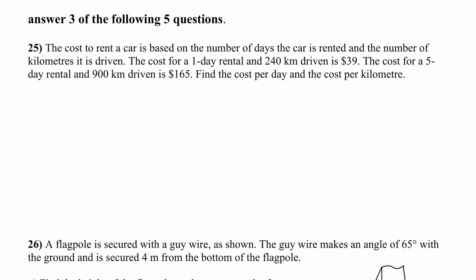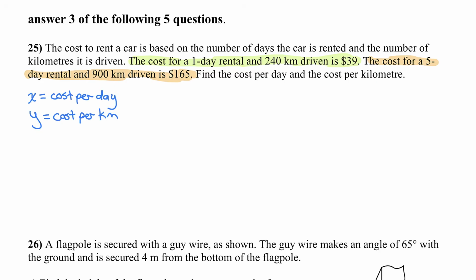So 25 says the cost to rent a car is based on the number of days the car is rented and the number of kilometers it is driven. It says the cost for a 1-day rental and 240 kilometers driven is $39, but the cost for a 5-day rental and 900 kilometers driven is $165. We want to find the cost per day and the cost per kilometer. So I have 2 variables here. Let me define them. X equals cost per day and Y equals cost per kilometer.